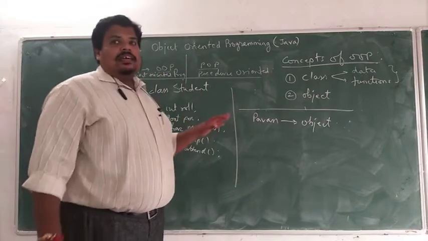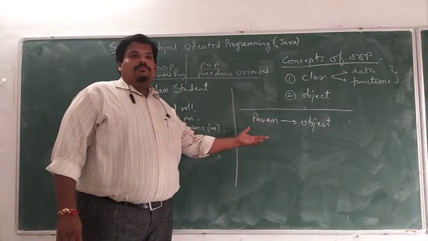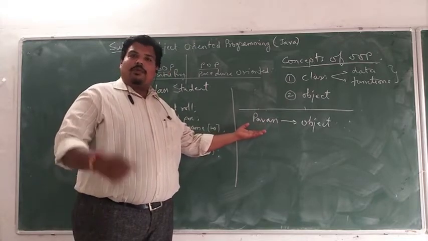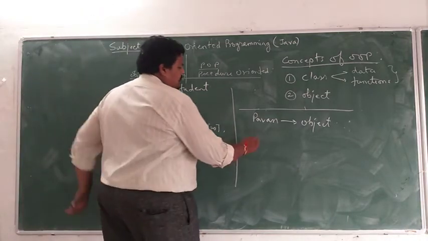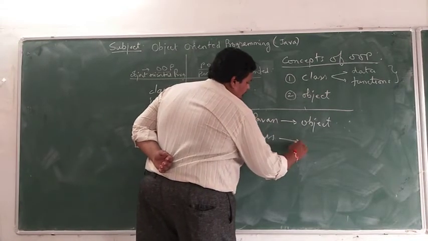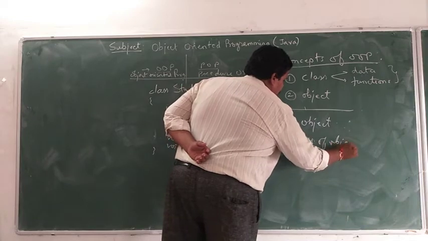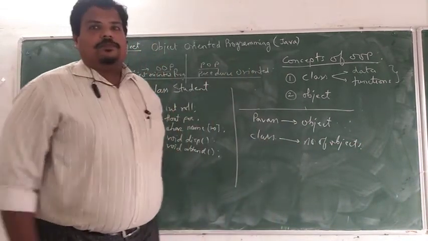Now we can imagine that a class can have a number of objects. For example, Pawan is not the only student in the class. There are a number of students in the class. So we can relate at least one relationship: one class can have a number of objects.